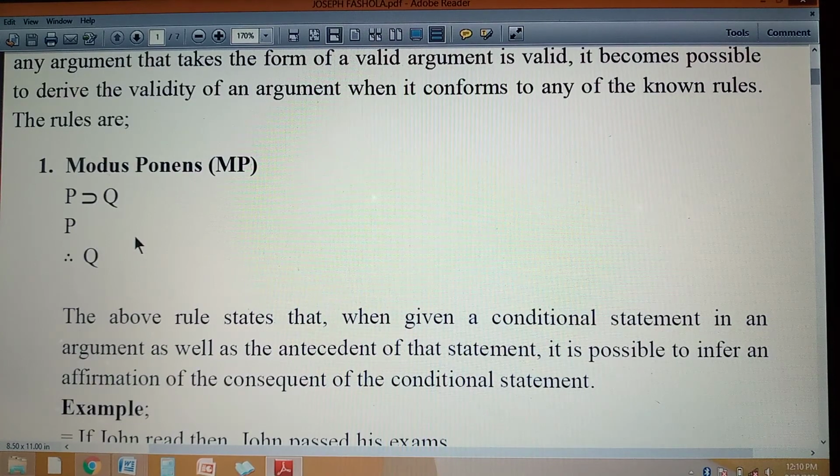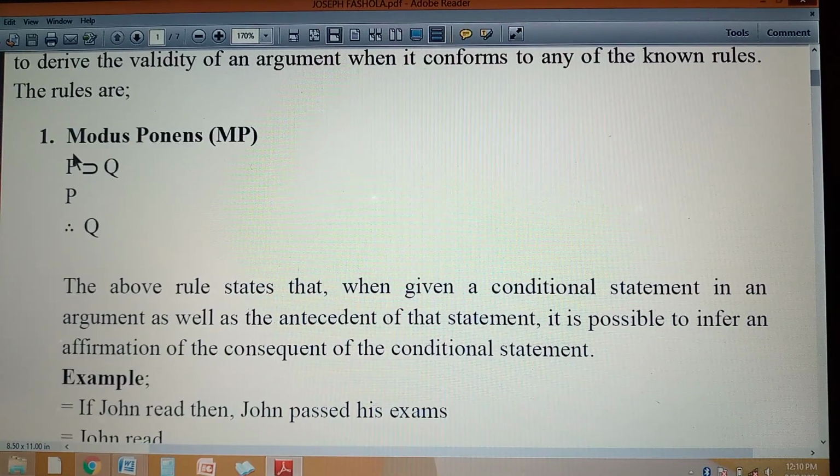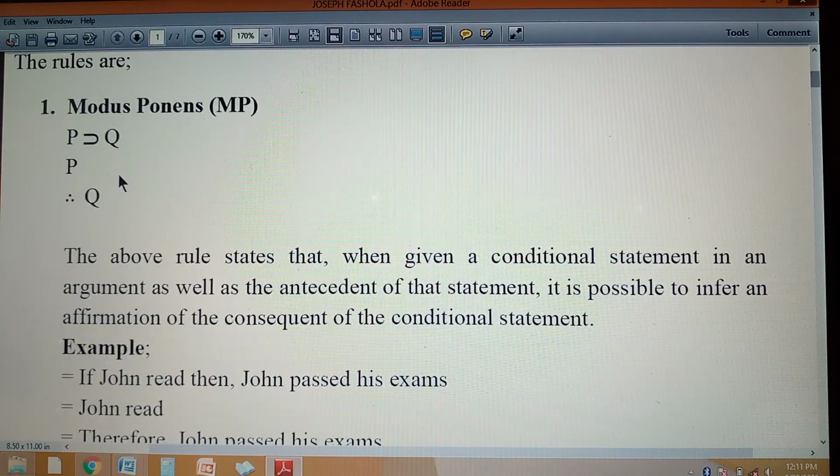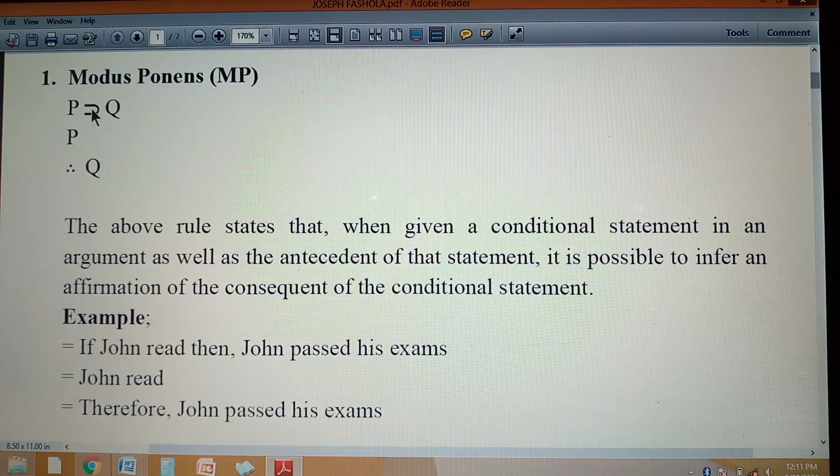An example is, if John read, then John passed his exams. This is a conditional statement. And then you have another premise that says John read, which is P. It's an affirmation of the antecedent of 'if John read, then John passed his exams.' Then you can infer a conclusion on your own that is an affirmation of the consequent, which is: therefore, John passed his exams. So this is a valid argument and the conclusion follows from the premises. This is modus ponens.